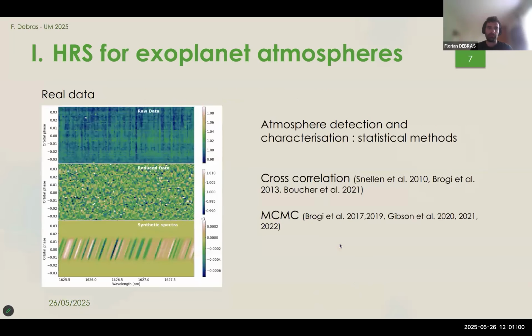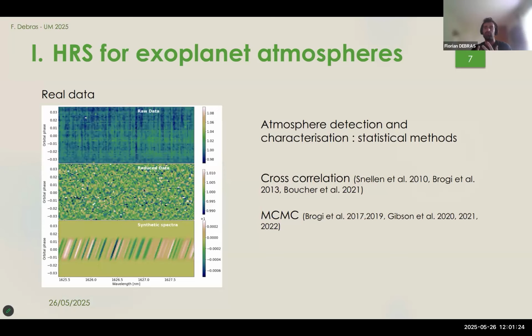That would be too simple, because the reality looks like this. These are raw data from SPIRou. Again, each line is a spectrum. When you put them through a reduction algorithm to get only what you expect to be the planet data, you get a beautiful map of white noise, because the typical signature of the planet, which is your synthetic spectrum, is about 10 to 20 times smaller than the intrinsic variation of your noise.